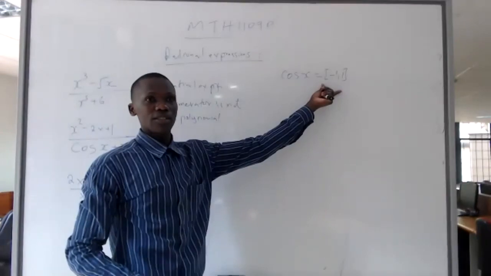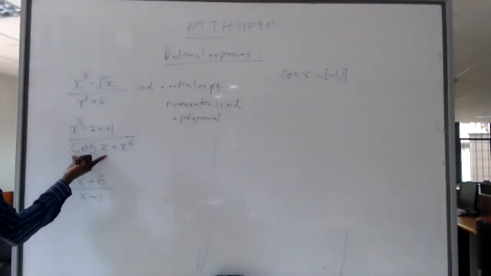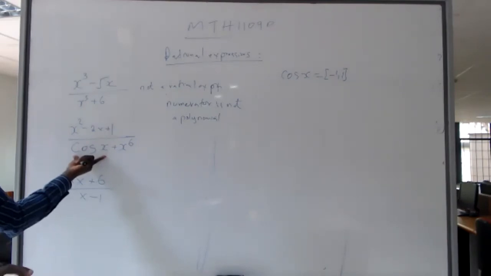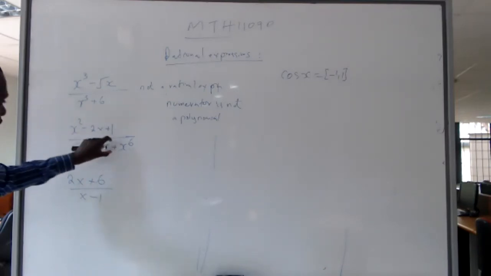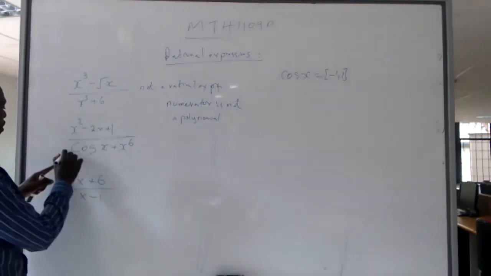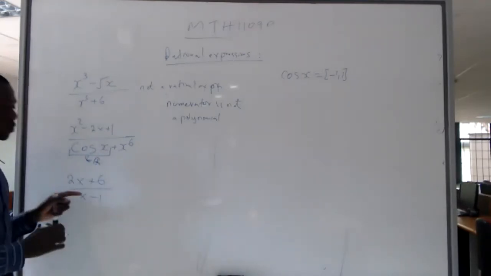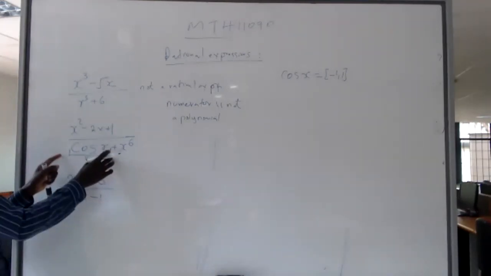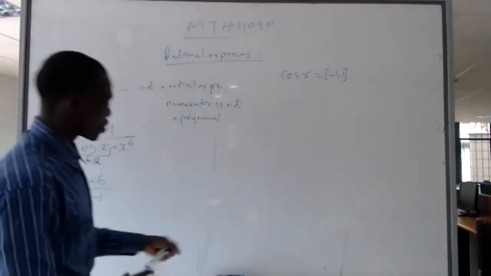So this is actually a real number. All real numbers are polynomials, just that they are constant polynomials. So this will be a rational expression. This guy is a polynomial because this will eventually be a real number. So treat this part as a constant polynomial. And then the last one is obvious. This is a rational expression.